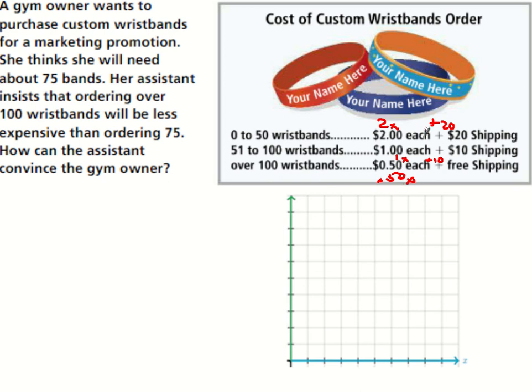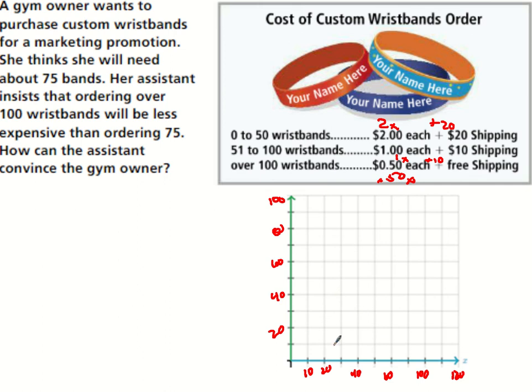Now this is kind of how buying in bulk works. A lot of times when you buy in bulk, it's a lot cheaper. So I only pay 50 cents per wristband if I buy over 100. If you buy 51 to 100 wristbands, you pay $1 each. And if I buy 0 to 50 wristbands, it's 2x plus 20. I want to see if you guys can graph these three in here as your domain. Graph them all on the same coordinate plane. So go ahead and pause it, try it, see how you do.